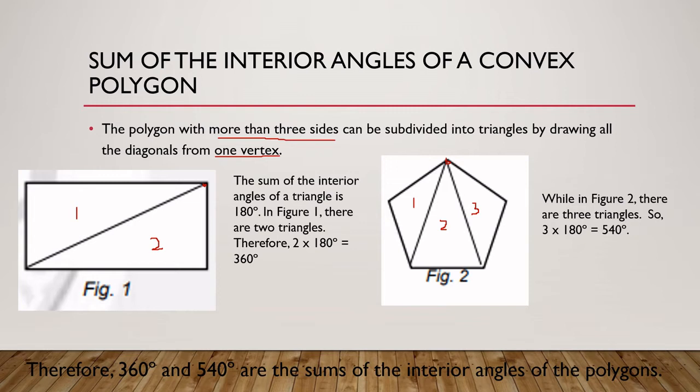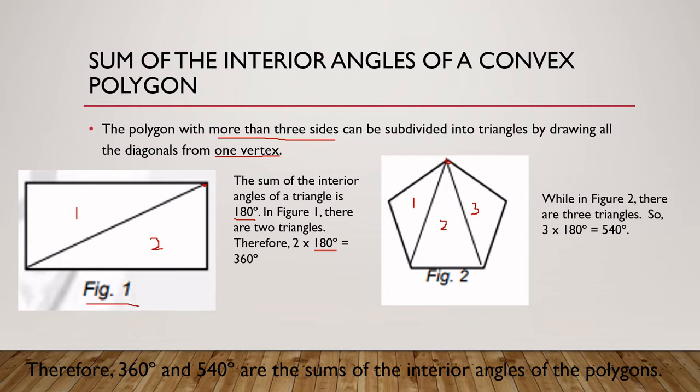Okay. The sum of the interior angles of a triangle is 180 degrees. So in figure 1, since we have 2 triangles, we will multiply it by 180 degrees. So we have 2 times 180 degrees is equal to 360 degrees. So this is the sum of the interior angles in figure 1.